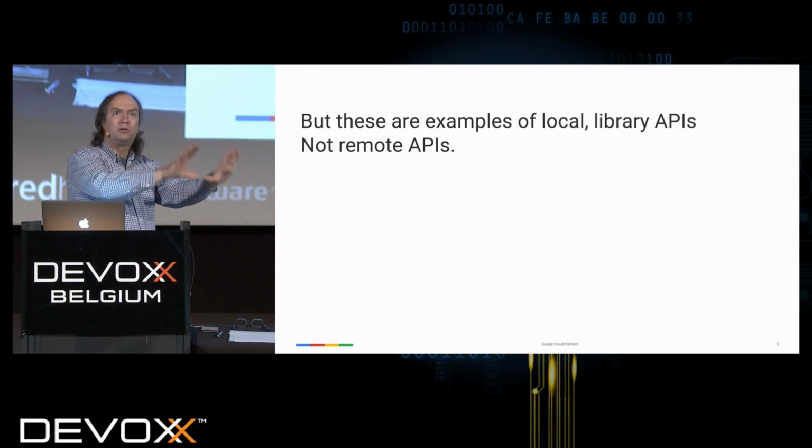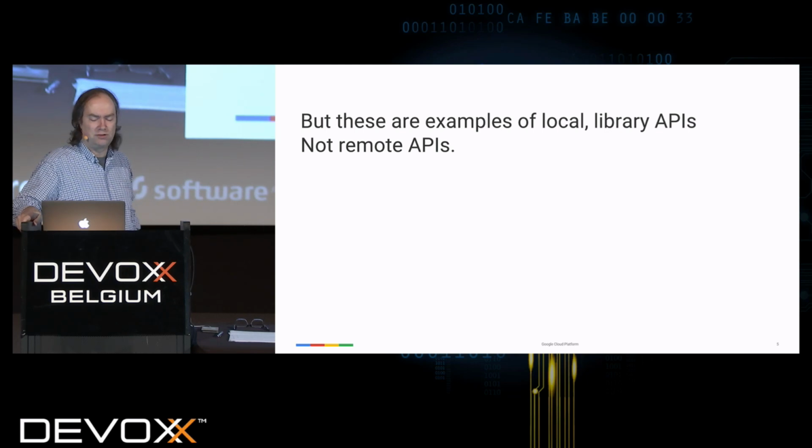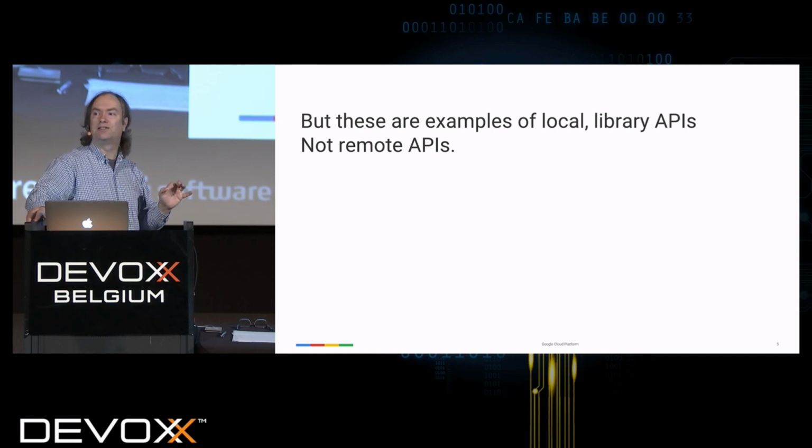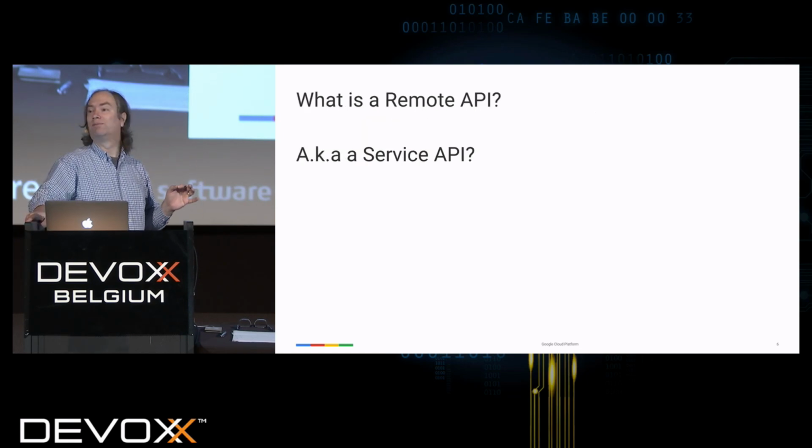Those are local services running on a single computer, possibly replicated across many. That's not a remote API. That's not a service API. And if you try and make your service APIs look exactly like local APIs, you're going to get into trouble.